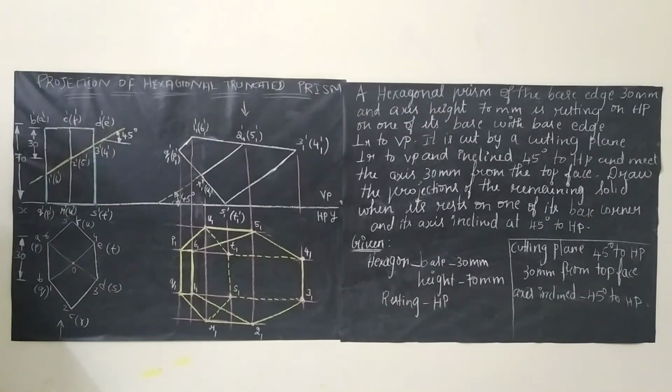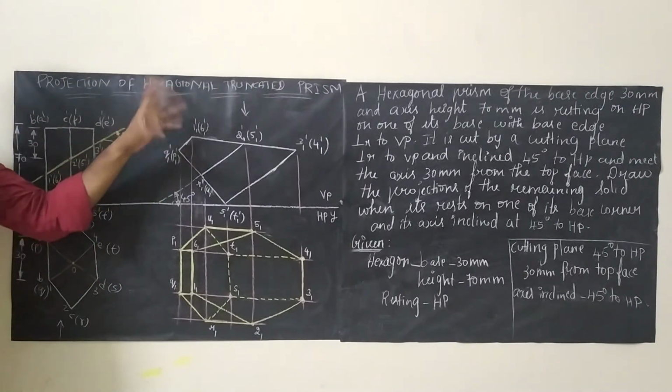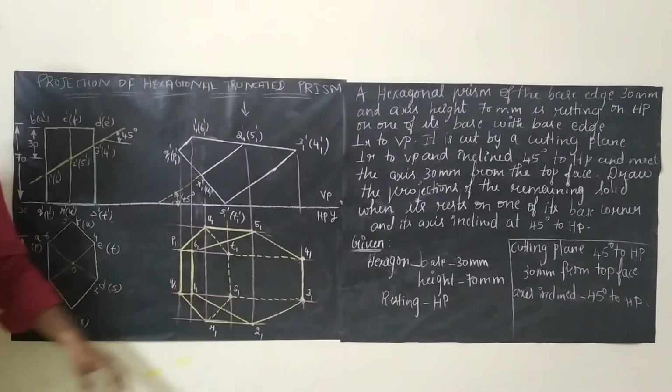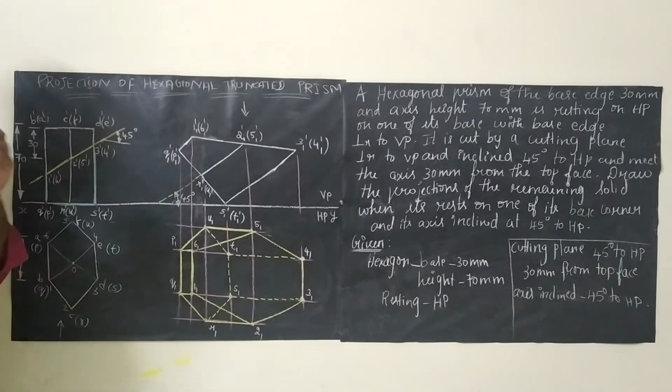The heading is projection of hexagonal truncated prism. Height of the deck should be 10 mm. Since I don't have space, I didn't write all dimensions are in mm. It's default for all the diagrams. You have to write all dimensions are in mm, 1:1 at the right bottom corner, and height of the deck should be 5 mm.